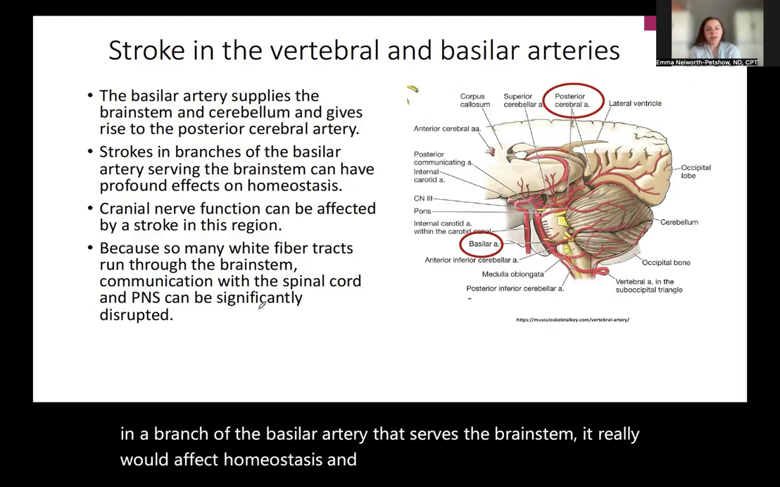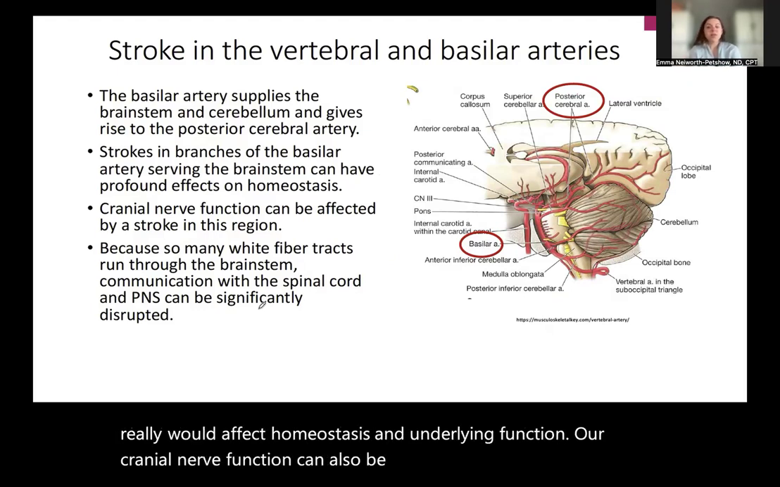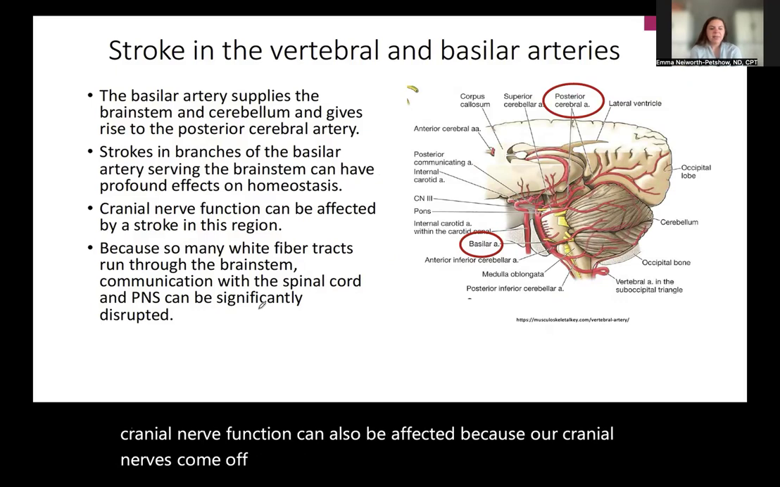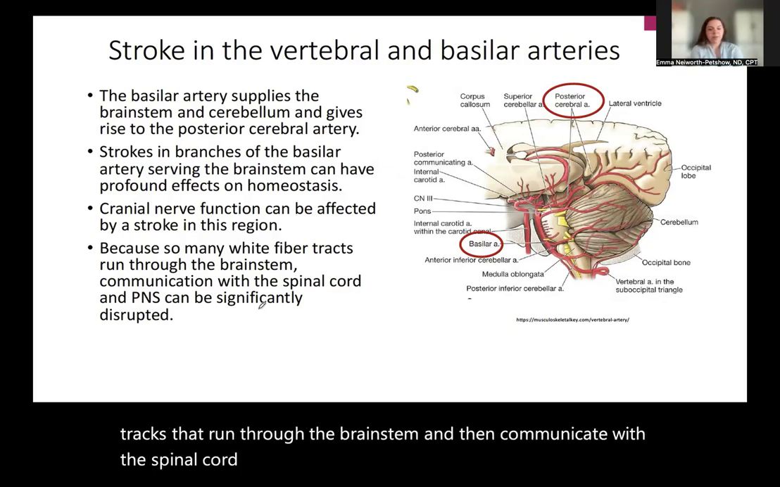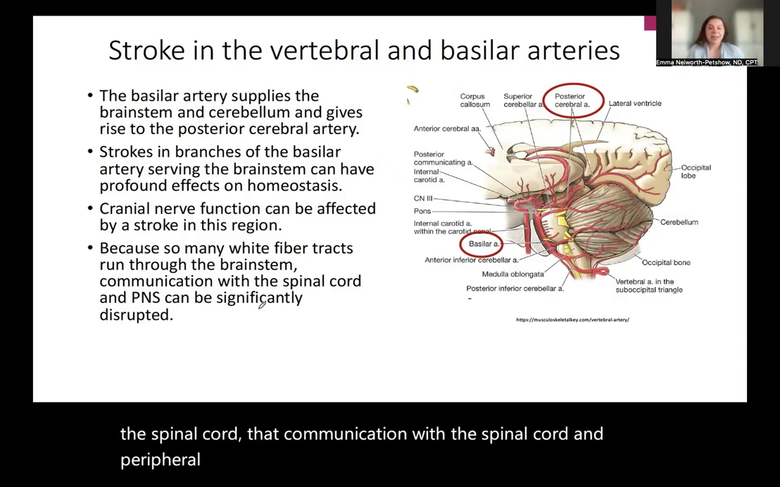Our cranial nerve function can also be affected because our cranial nerves come off of our brainstem. And because there are so many white fiber tracts that run through the brainstem and communicate with the spinal cord, that communication with the spinal cord and peripheral nervous system could also be significantly disrupted.